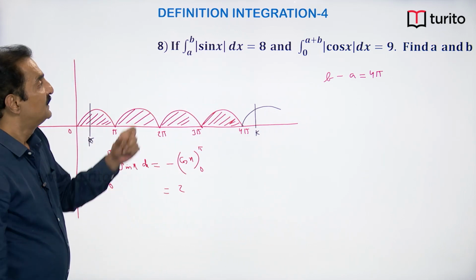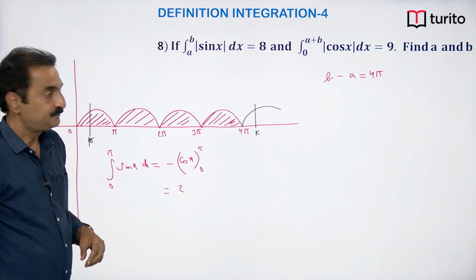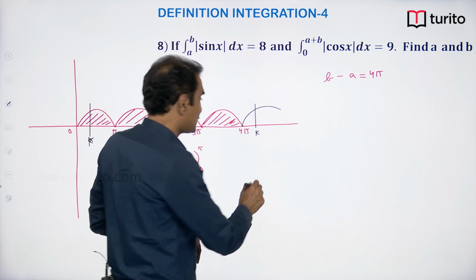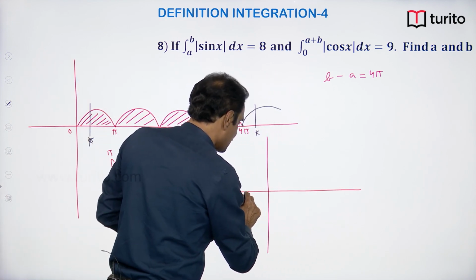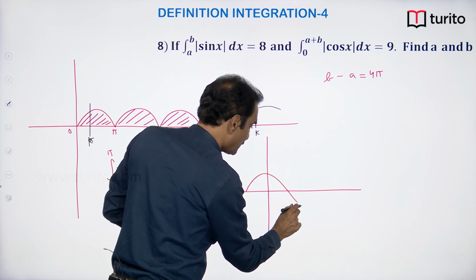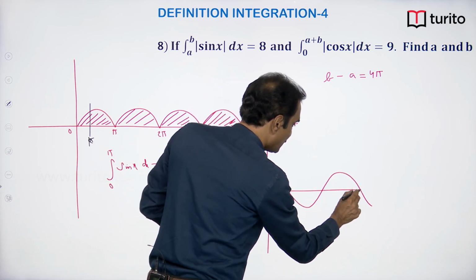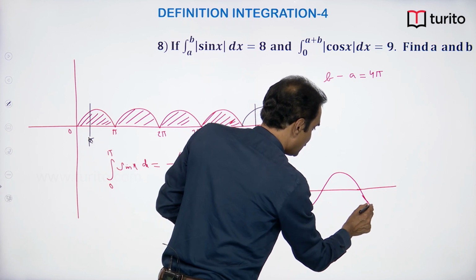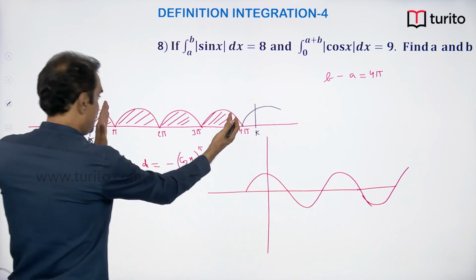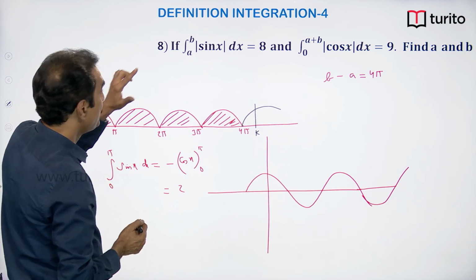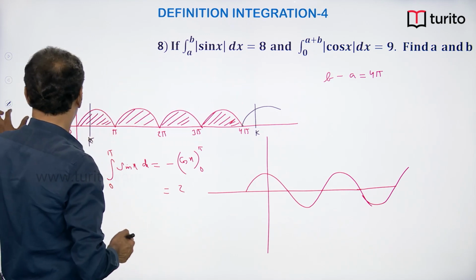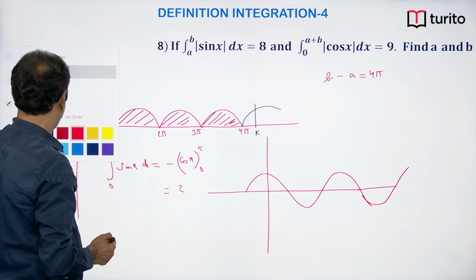Okay. Now coming to second integral, graph of cos x will be like this, in this way. The same graph should be shifted by pi by 2 units towards left. If you take mod cos x, the graph will be like this.